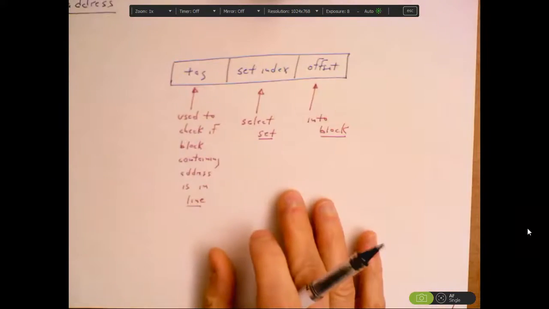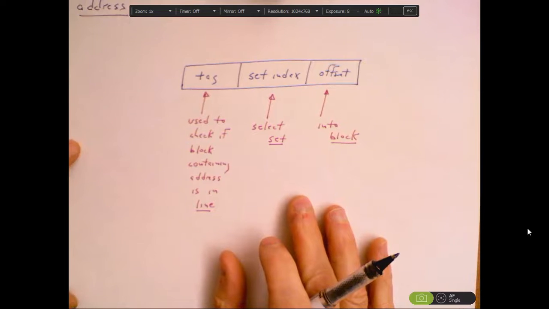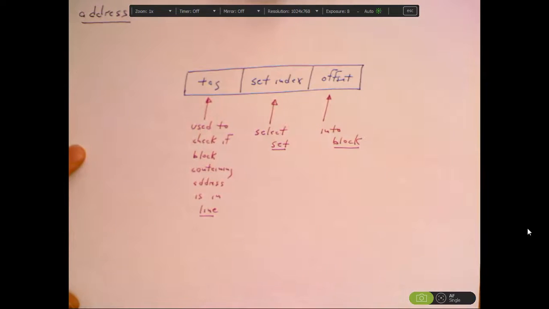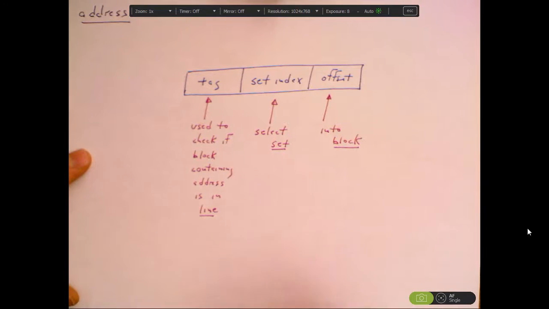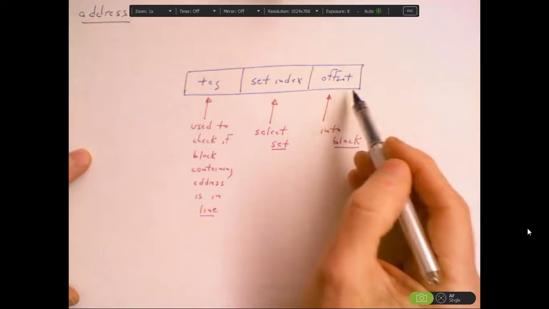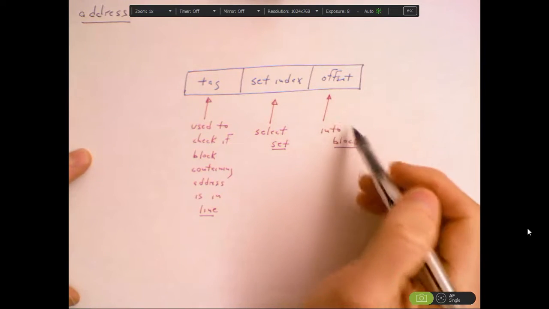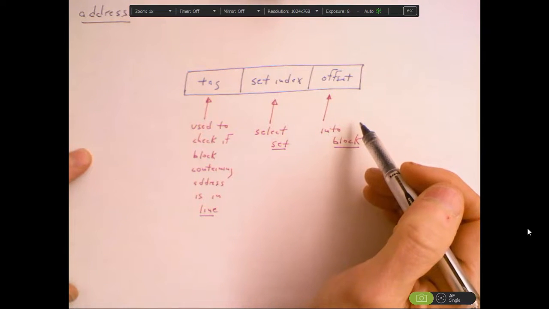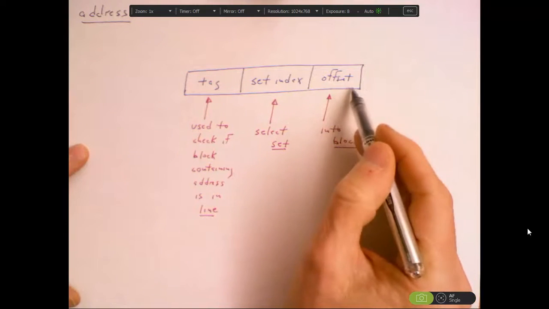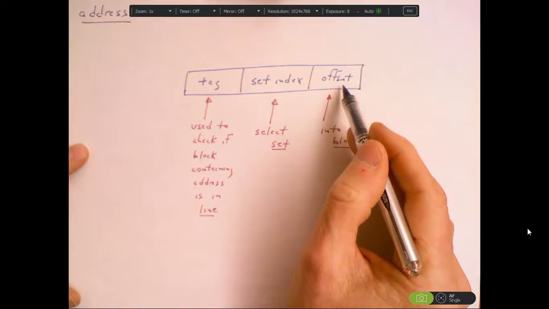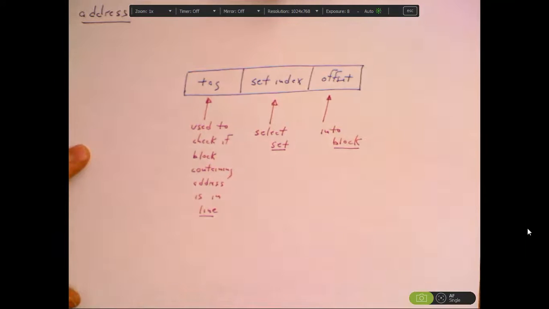Let's start by looking at how this works with an address. An address is going to be broken up into three pieces. So this is an address of something we're trying to reference. The lower bits are going to be an offset into the block because, again, a block contains multiple items, multiple words, let's say, and we want one particular word. So the bottom bits here are going to be the offset into the block.